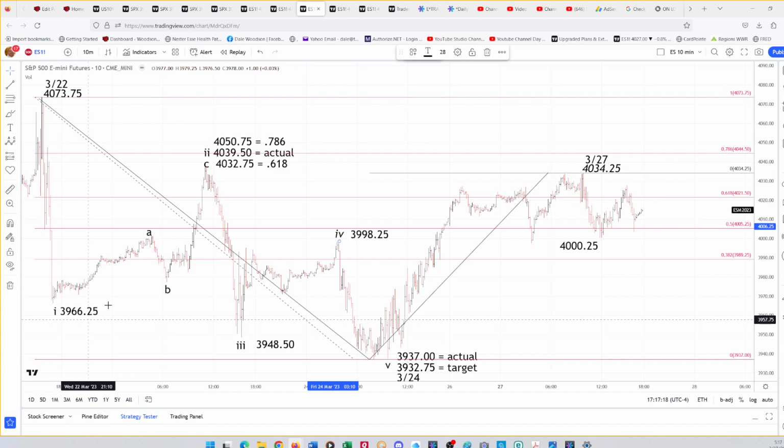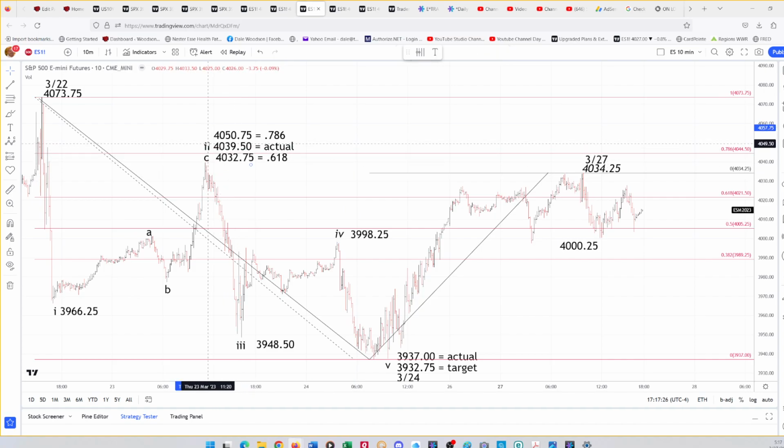Okay, we've got a 1 down, a 2 up. That was between the 618 and the 786. Again, unbelievable setups there. There we go. And then we've got 3 down, and there's that overlap. So that would be a leading diagonal triangle for wave 4. And then we got 5.